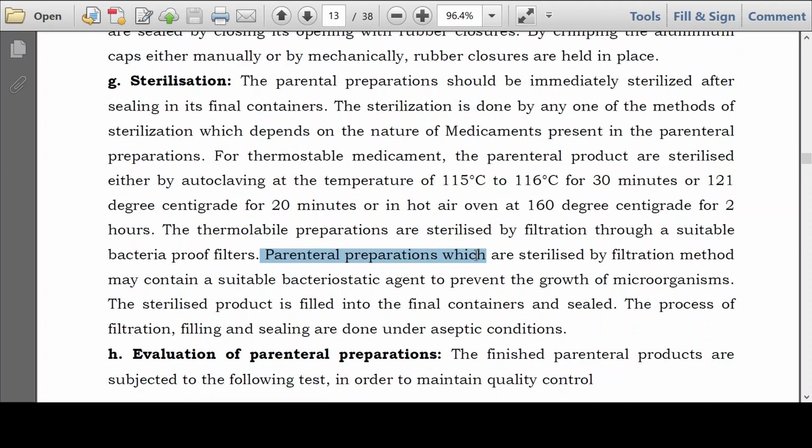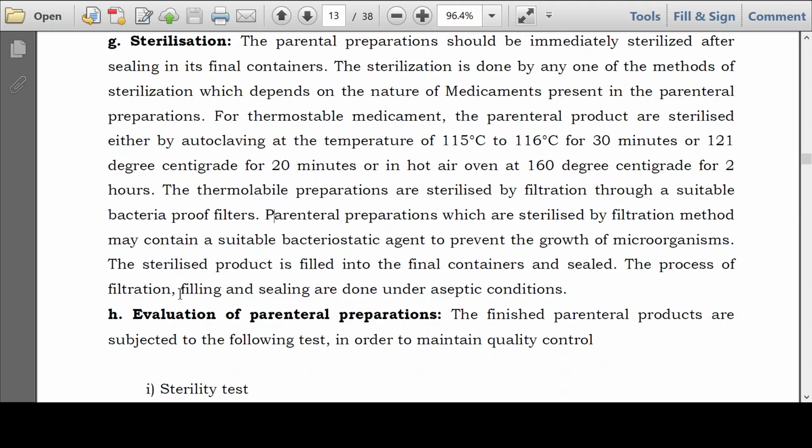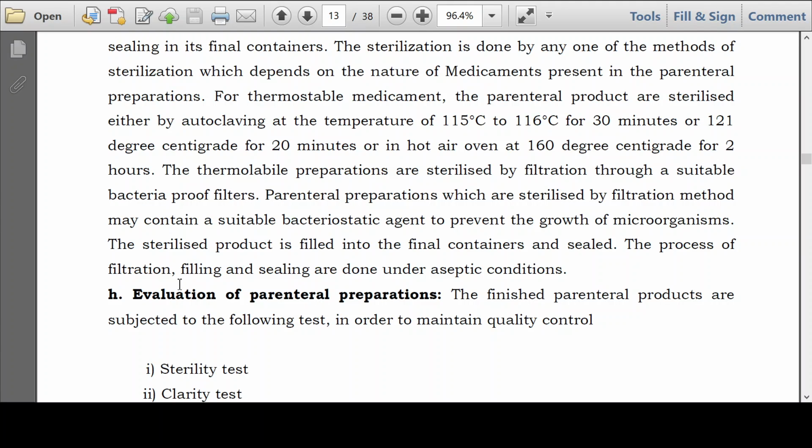So the parenteral preparations which are sterilized by filtration method may contain a suitable bacteriostatic agent to prevent growth of microorganisms. So in additives, we have seen different bacteriostatic agents which are used for the preparation of parenteral product to prevent the growth of microorganisms. The sterilized product is filled into the final container and sealed. The process of filtration, filling and sealing are done under aseptic condition. As already told, all the processes involved in the preparation of parenteral product should be carried out under strict aseptic condition to avoid contamination from any microorganism or foreign particle.